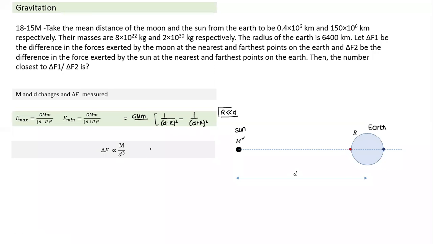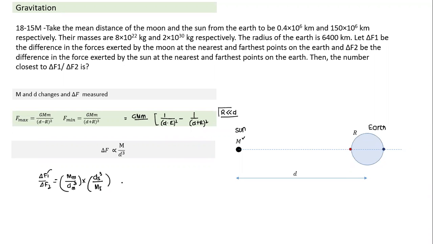This is the distance. This one is repeated for two cases. When we calculate delta F1 by delta F2 here, what is delta F1 here? Let delta F1 be the difference of force exerted by the moon at the nearest and the farthest point. This is related to the moon. So I'll write mass of the moon divided by distance from the moon q, and divided by delta F2, which will become mass of the sun divided by distance of earth from the sun q.